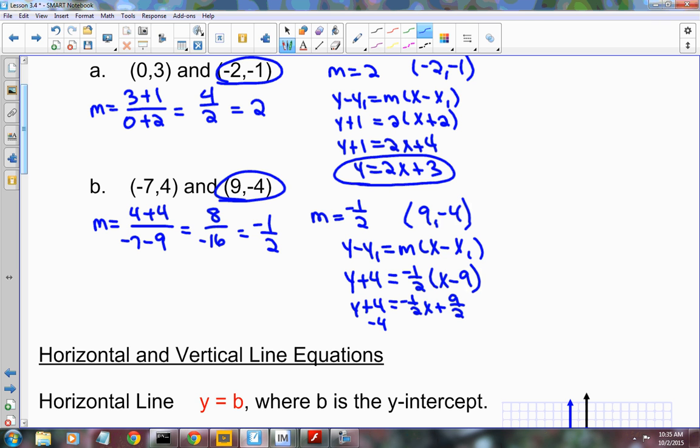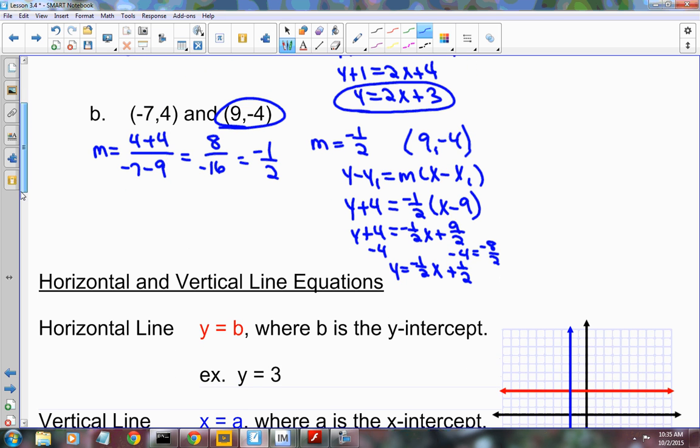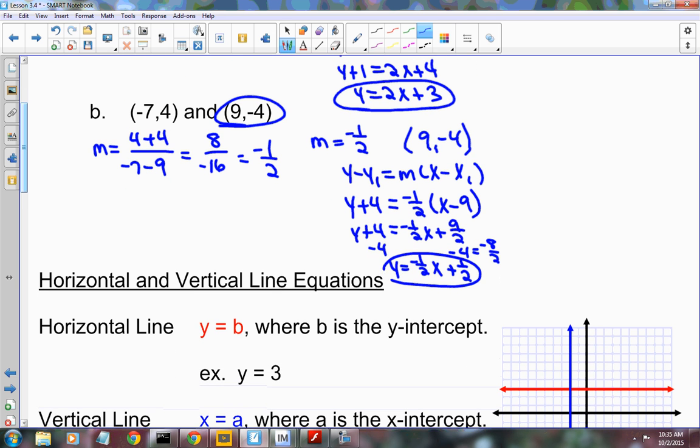And again, I have to subtract 4 from both sides. I've got to get a common denominator, which needs to be 2, so I'm going to change this to 8/2, which gives me a positive 1/2 right there. All right, so there's my equation. You notice this y-intercept is not the y coordinate of either one of those points, right? So don't do that.